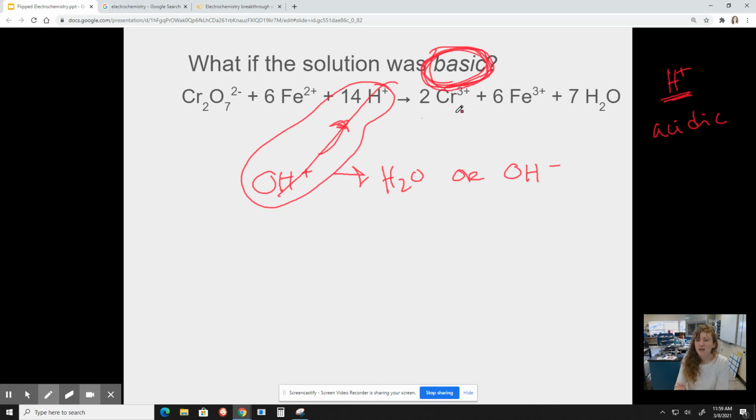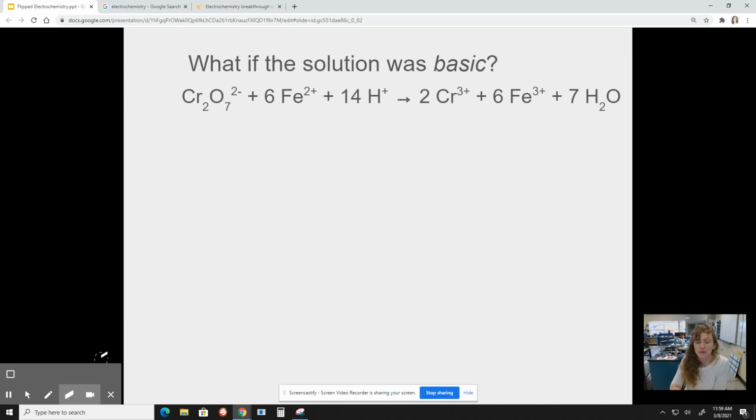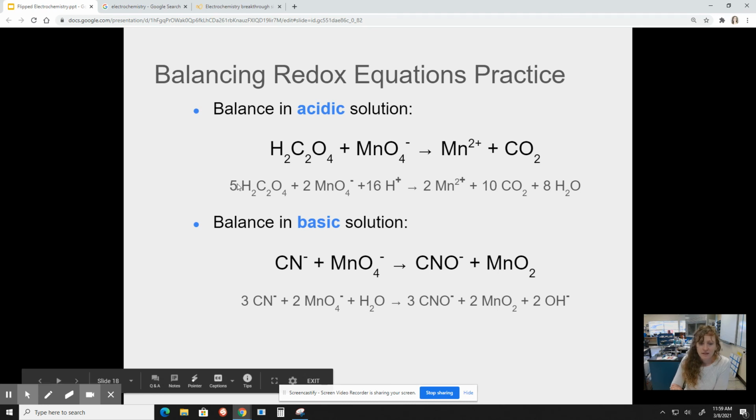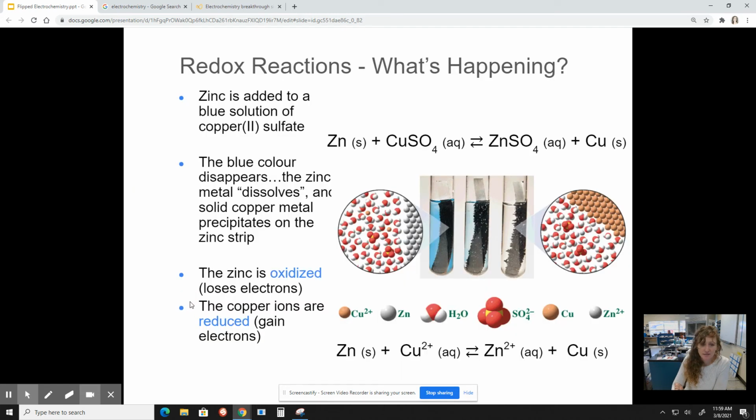So again, after we talk about balancing that equation, we can talk about what that additional step is to balance it in a basic solution. Okay, here's more practice along with the answers if you would like a little bit more practice on balancing things using the half reactions method.